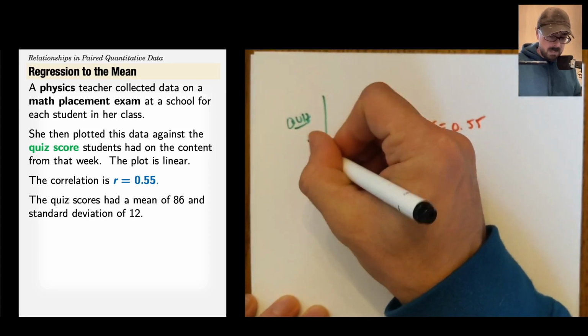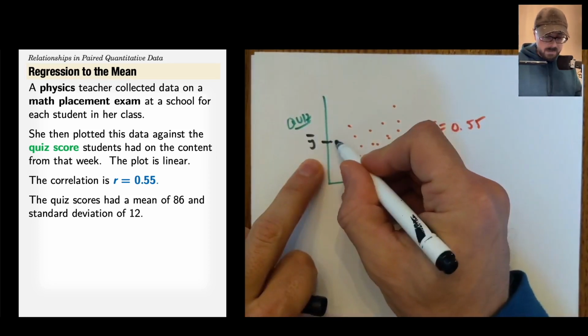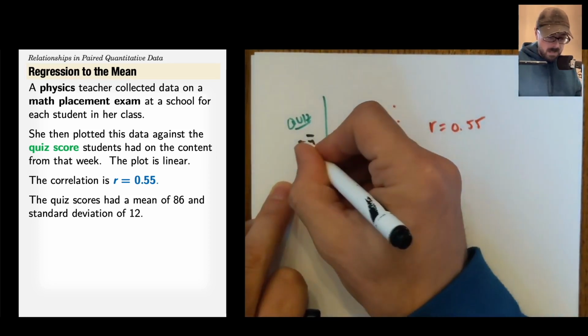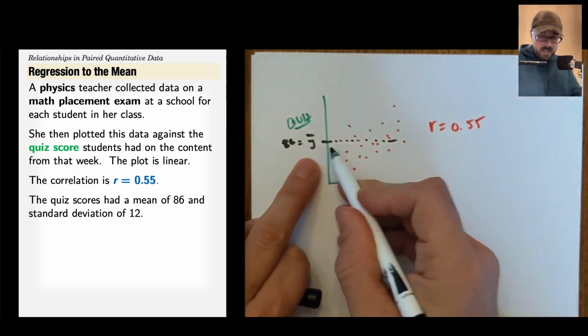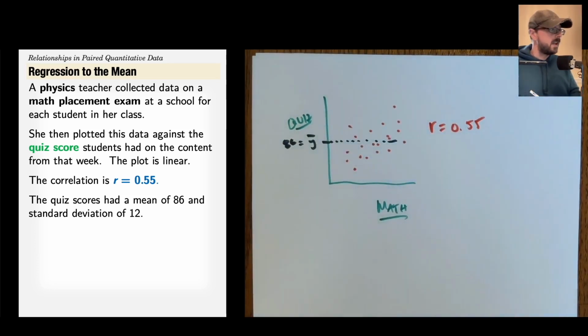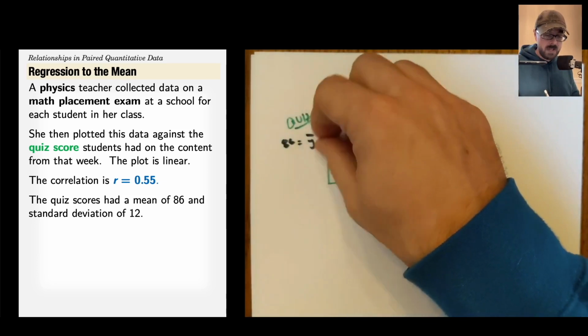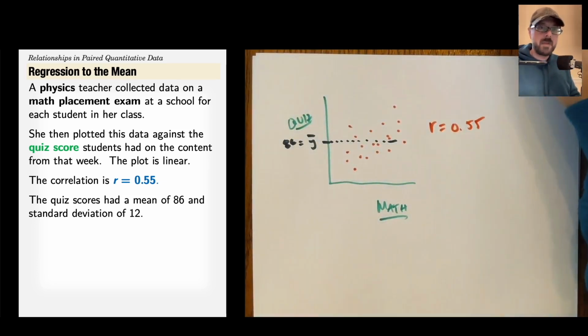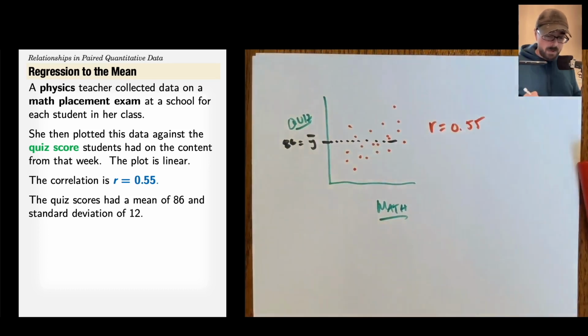So let's say the mean was 86, and that would be kind of in the middle of the scenario if we think about that. And there's a standard deviation of 12, so there's a decent amount of variation away from the mean. So the idea here is, of course, regression to the mean.